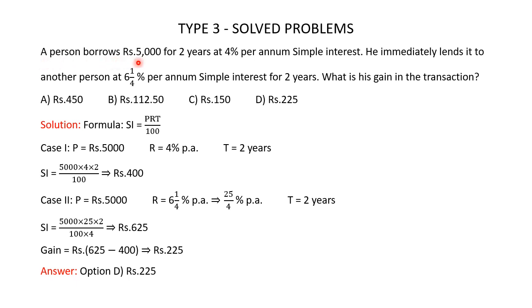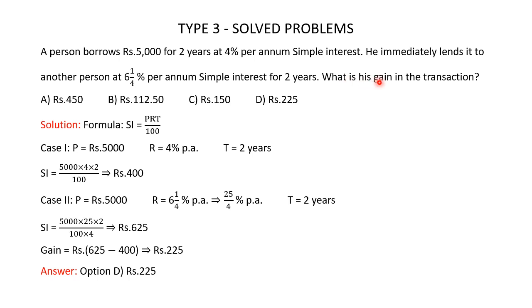A person borrows rupees 5,000 for 2 years at 4% per annum simple interest. He immediately lends it to another person at 6 1 by 4% per annum simple interest for 2 years. What is his gain in the transaction? Here you are given 4 options and you have to find out which of these options is the correct one. So as you can see here, clearly there is a difference in the rate of interest in the two cases.